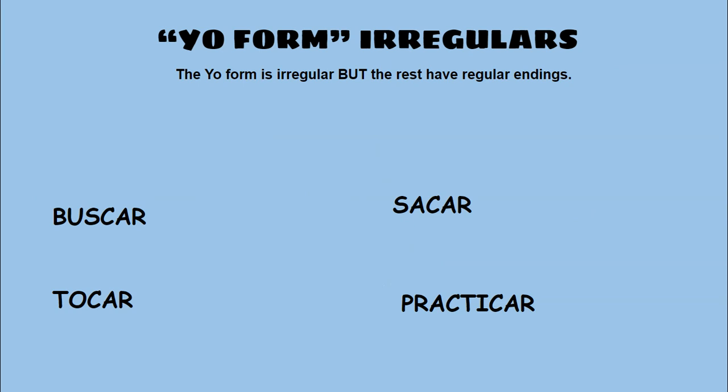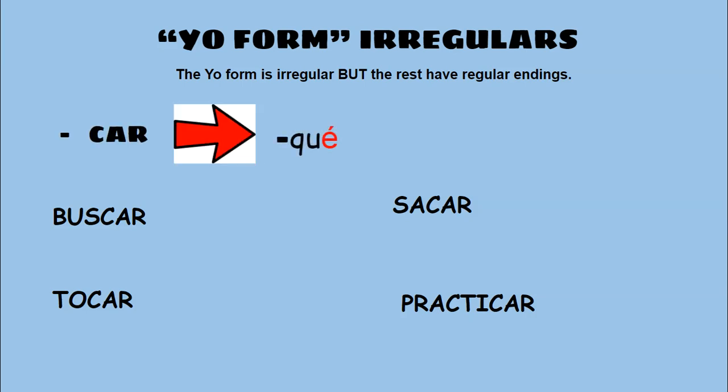So one of the first yo form irregulars that we have is the ones that change from car to que in the yo form only. The rest of the verb is regular. So buscar, we would change it to yo busqué, but then we just drop the AR and it'd be tú buscaste.